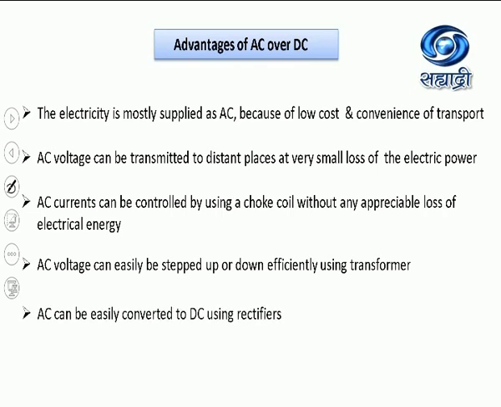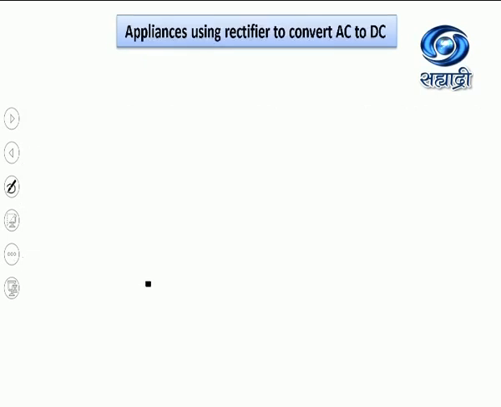AC can be easily converted to DC using a rectifier. A rectifier is a device which converts alternating current into direct current, so it becomes easy to convert AC to DC. Now there are some appliances which use a rectifier to convert AC to DC. Which are they? Television, computer, transistor, radio. These are the devices which convert AC to DC.